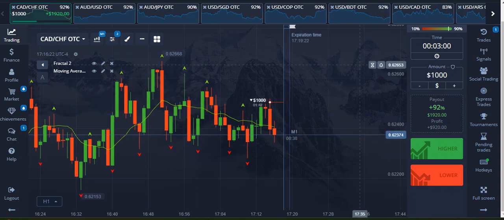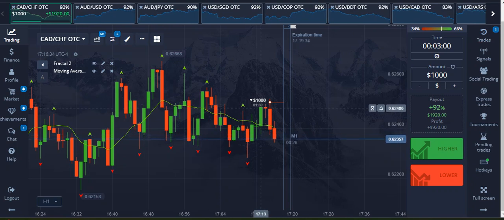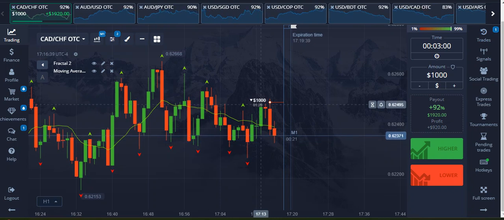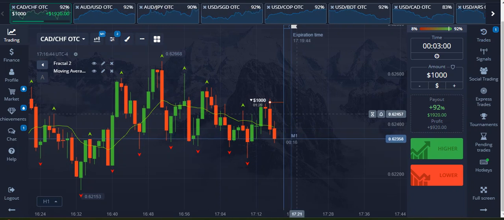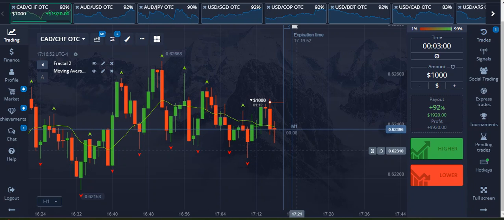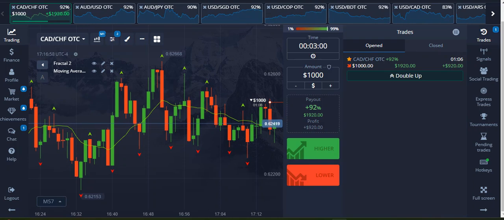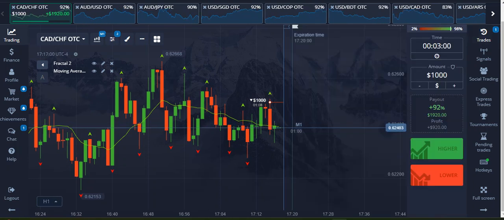Okay, so I came back and just when the fractal formed, I took the trade, but the fractal disappeared, which was kind of weird. But the formation of the fractal showed me that there was a trend reversal coming. So I went ahead and took the trade, and the trade is currently in our favor. So let's see here how much time we have left on the trade. About a minute left in the trade.